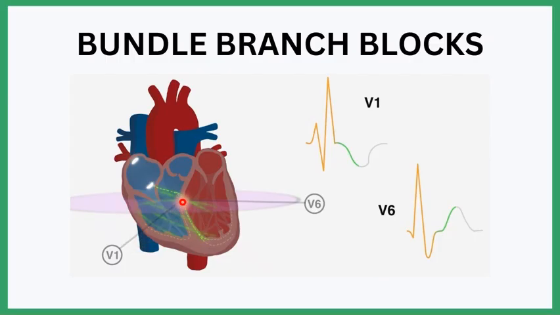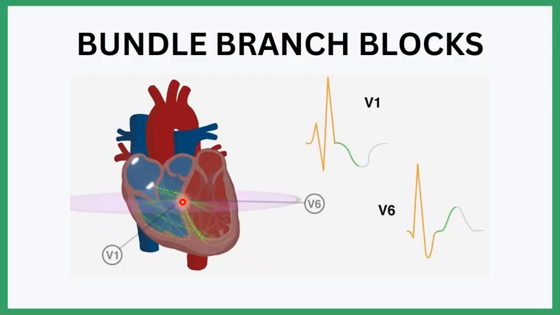So if you take a look at a right bundle from the viewpoint of V1, now keep in mind V1 is looking this way at the heart. What will V1 see? Well, what V1 will see is depolarization of the septum, which goes from left to right. It's the left bundle's responsibility to depolarize the septum, and it depolarizes it from left to right.